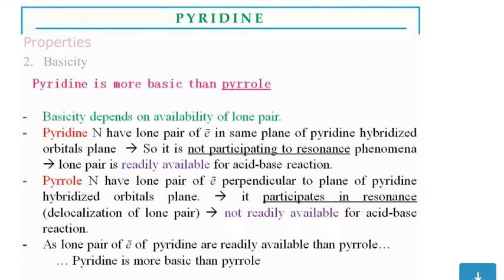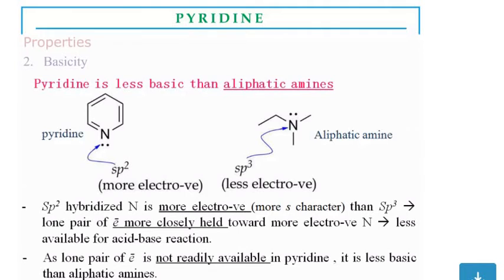Pyrrole nitrogen has a lone pair of electrons perpendicular to the plane of the hybridized orbital plane. It participates in the delocalization of the lone pair, not readily available for acid-base reaction. As the lone pair of electrons of pyridine is more readily available than pyrrole, pyridine is more basic than pyrrole.